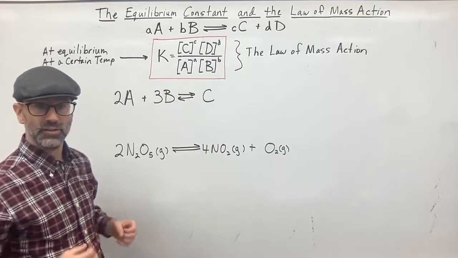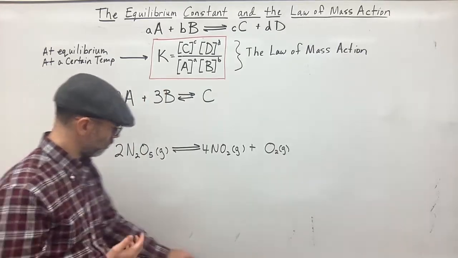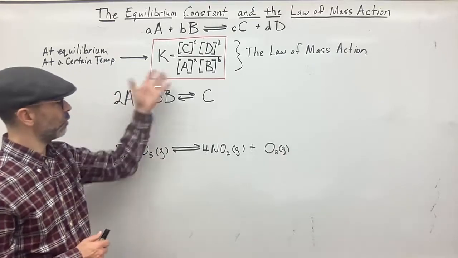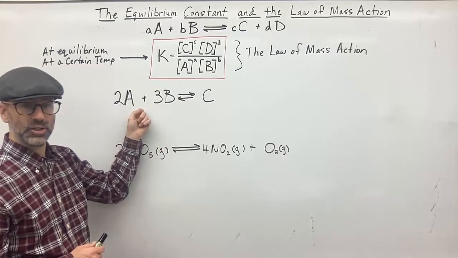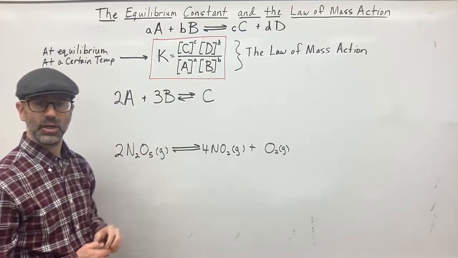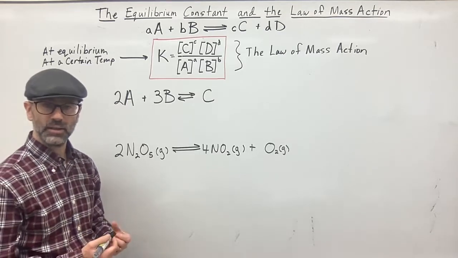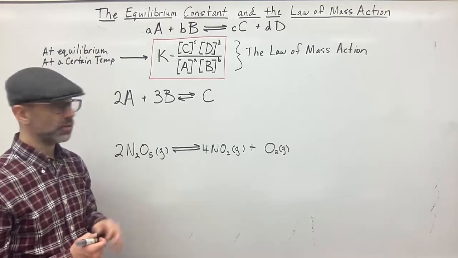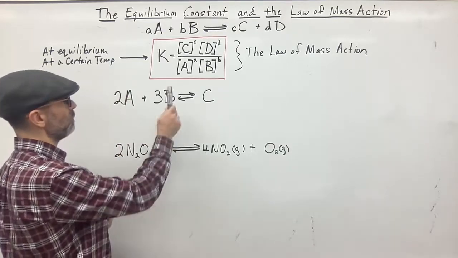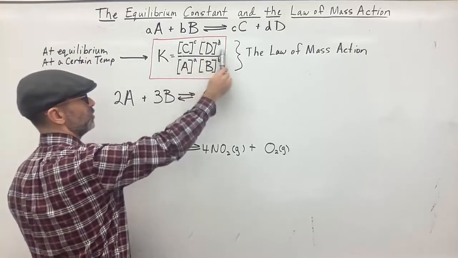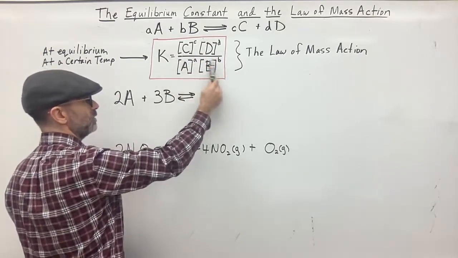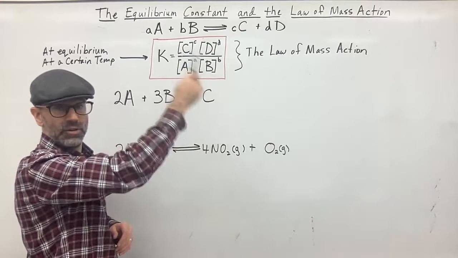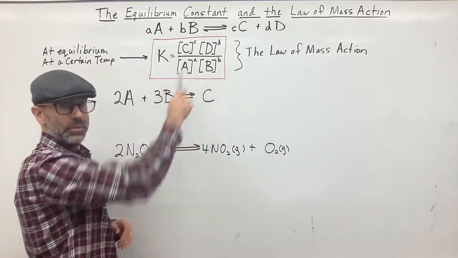Okay, so let's go over how to write the expression of an equilibrium constant based on what we just said. So here we have a generic equation, and here we have a real actual reaction. How would you write the K expression, or the equilibrium constant expression, for both of these? So remember, it's the concentration of the products over the reactants, and the concentration of each species is raised to the power of its coefficient. So whatever the coefficient is, that becomes the power.